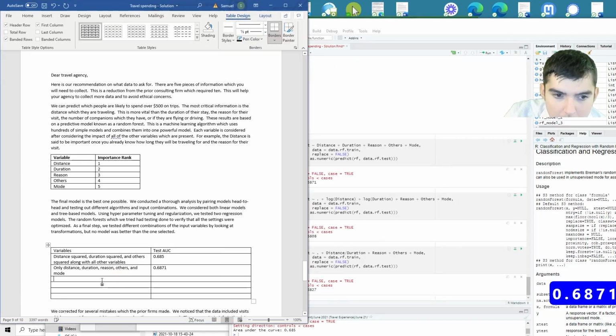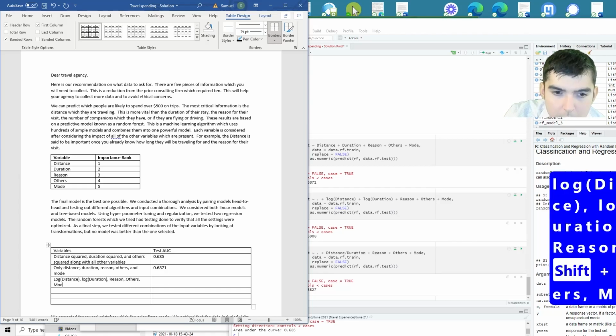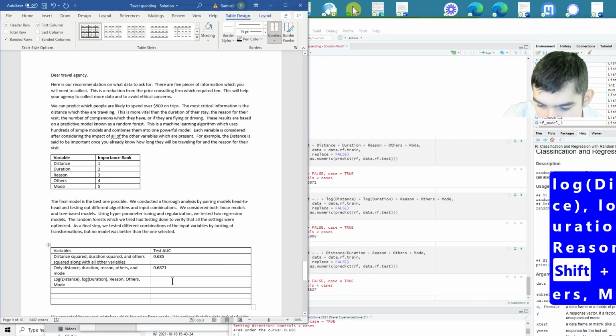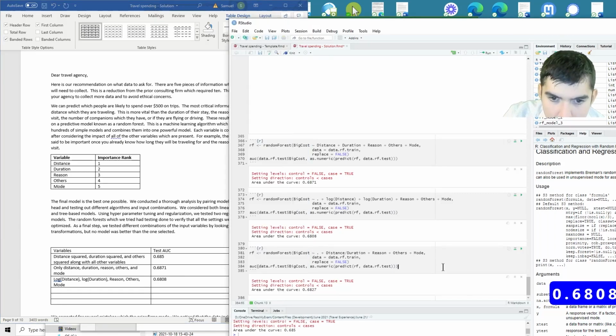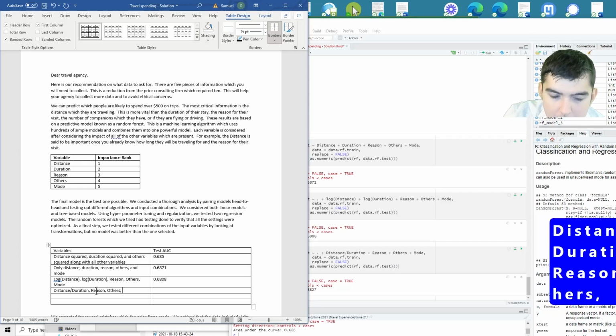And then log distance, log duration, reason, others, mode: 6808. And then distance divided by duration, reason, others, mode.